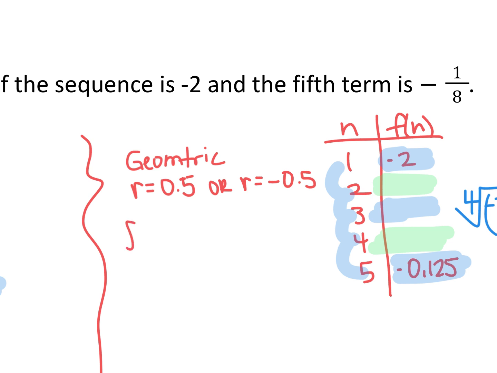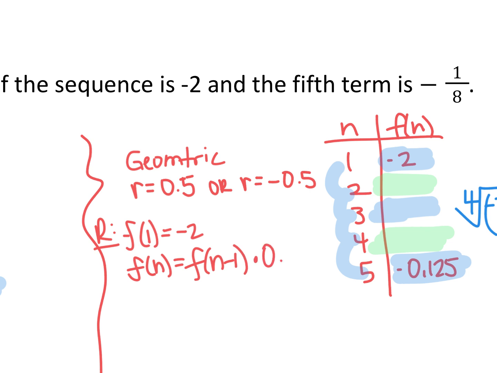So this is recursive. F of 1 is -2. And then we have f of n equals f of n minus 1 times 0.5. Or if our pattern was -0.5, we could have f of n equals f of n minus 1 times -0.5.